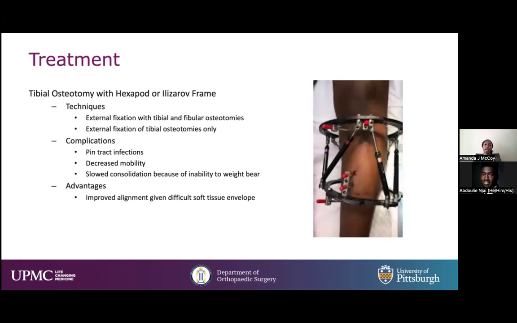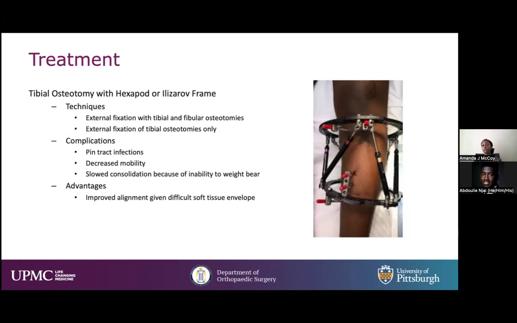And so when you're placing a hexapod frame, you will do a tibial osteotomy, usually where you identify the apex, but very proximal, oftentimes because the deformity is actually at the growth plate. And then there's literature about whether or not you should perform a fibular osteotomy or not. And there are proponents for both. In my practice, I usually do perform a fibular osteotomy. And the details of placing a hexapod frame and monitoring a hexapod frame are a little bit beyond the scope of this lecture, but I did want to expose it to you.